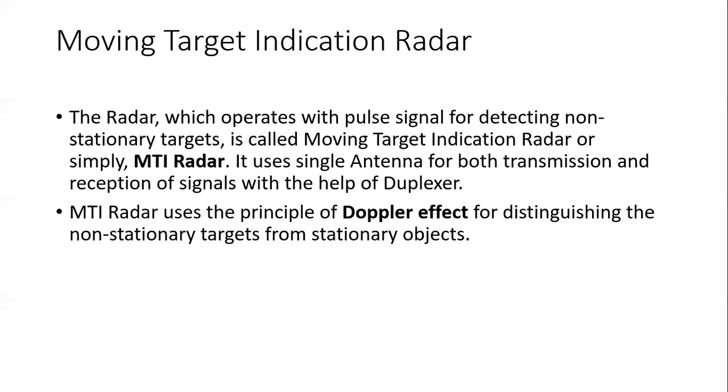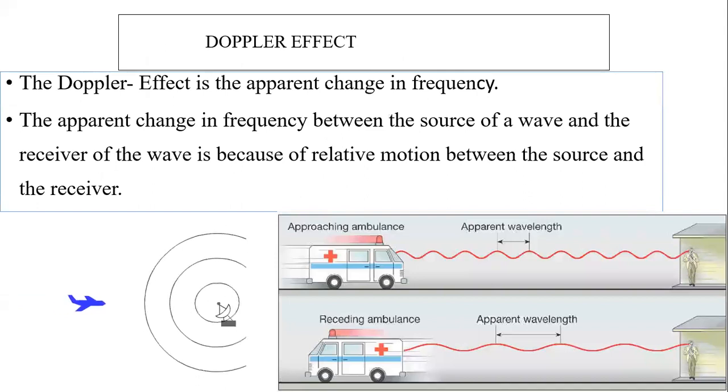So, in the previous class, we have seen that a moving target indicator is a target which is moving continuously, and this radar, with the help of pulses, is going to receive all the information about this moving target. How is it going to do that? It is going to do it with the help of the Doppler effect.